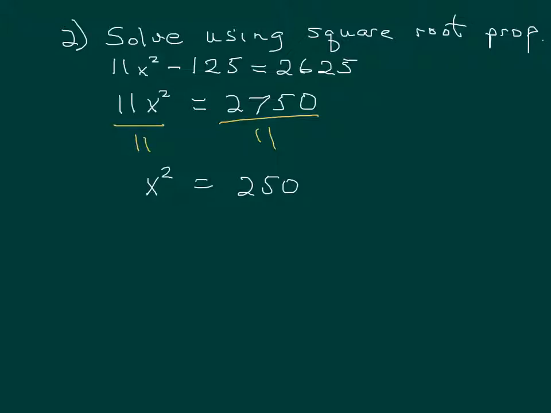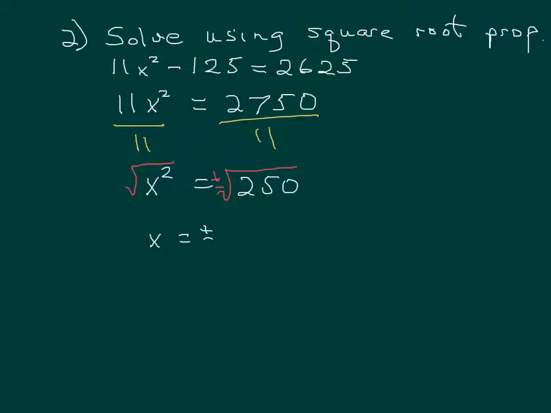So when we take the square root of both sides, we have to be sure to add and subtract on the right. So x squared has two solutions. One is plus the square root of 250, and the other is minus the square root of 250. Okay, key principle here. The square root of a square is simply itself. So x squared, the square root and the square cancel each other, and you're left with x.